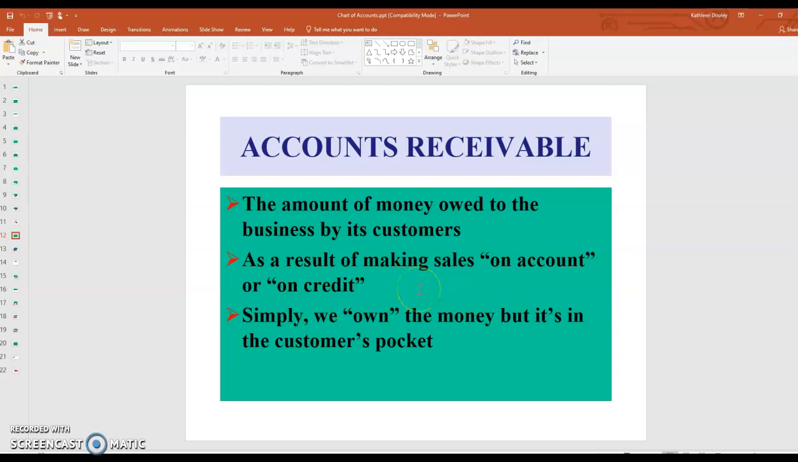Okay, in that case, the customer owes the business some money, and the business will receive the money in the future. So it's called accounts receivable. Okay, the business still owns that money. It happens to be in the customer's pocket.